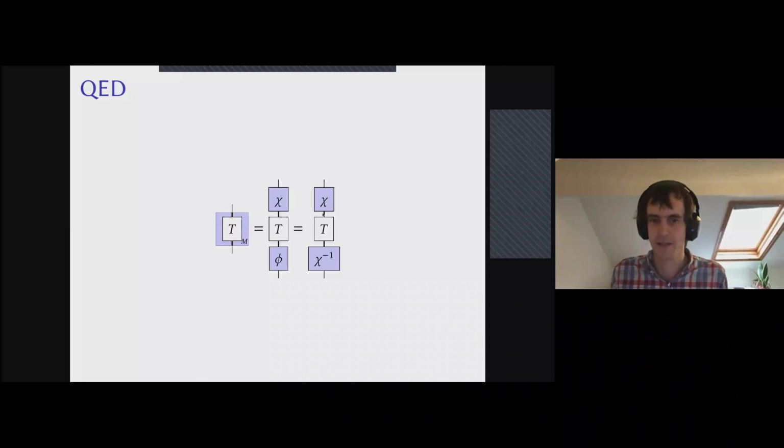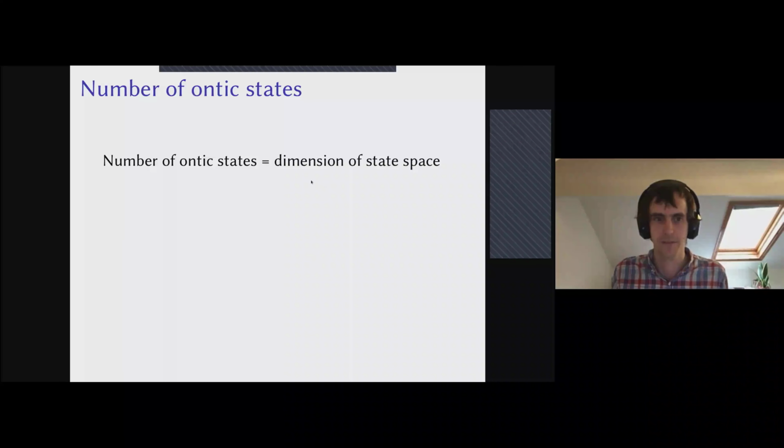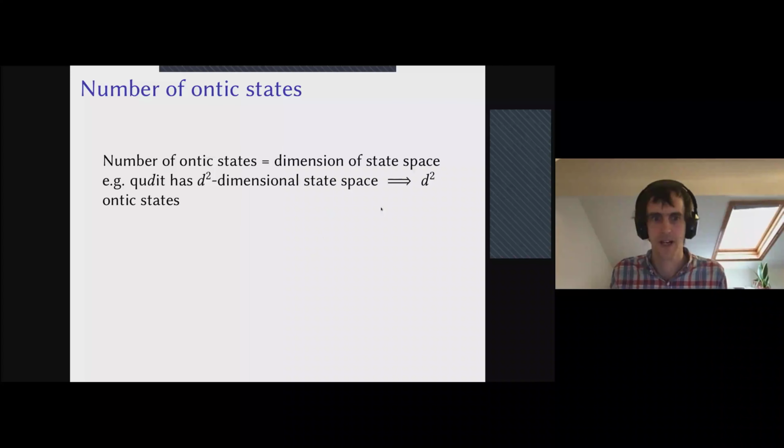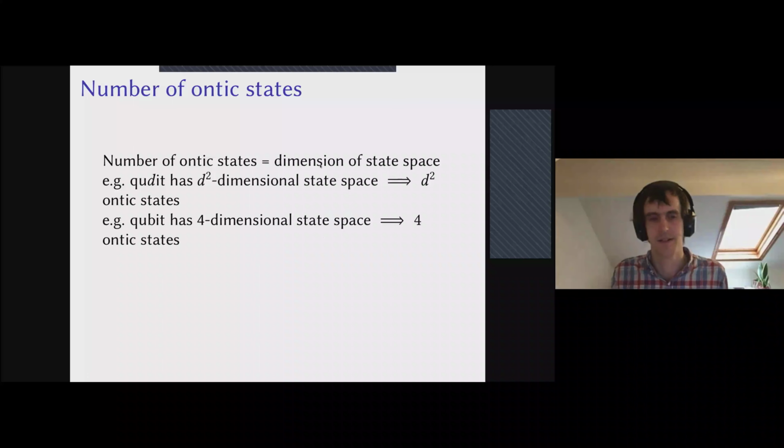The dimension of the input vector space is just the dimension of the state space in the operational theory. And the dimension of the output state space is just the dimension of probability distributions over the ontic states, which is just the number of ontic states. Okay, so the number of ontic states has to be equal to the dimension of the operational state space. So for example, a qudit has a d squared dimensional state space, because we're talking about density matrices here. So they live in a d squared dimensional space, which means that they have to be represented using d squared ontic states. So for a qubit, d squared is 4, so we need 4 ontic states.